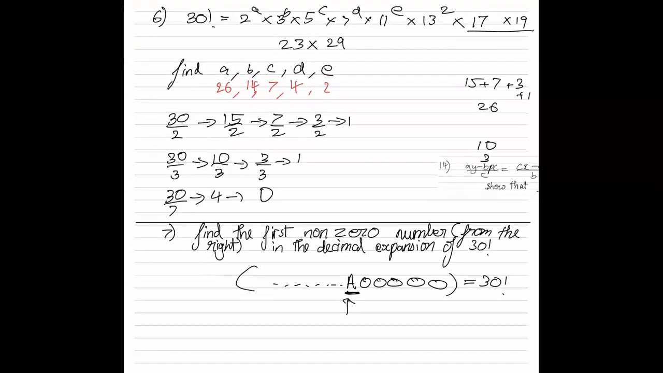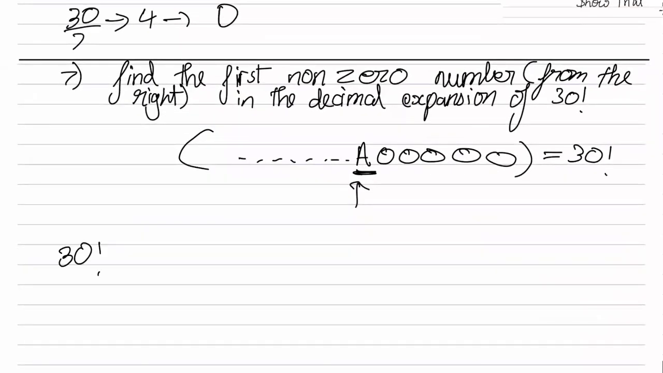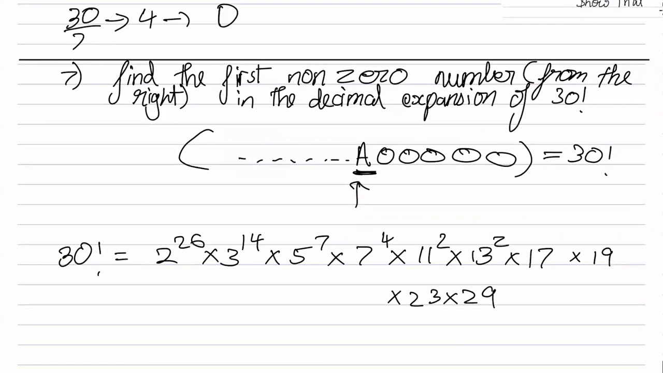Okay, I'll give a hint of how to go about solving this. First of all, we'll write 30 factorial equal to 2 to the power 26 times 3 to the power 14 times 5 to the power 7 times 7 to the power 4 times 11 to the power 2, 13 to the power 2, 17 to the power 1, 19 to the power 1, then 23, and then 29.